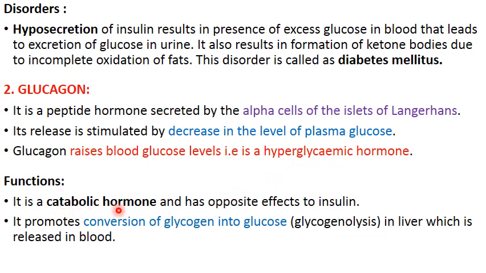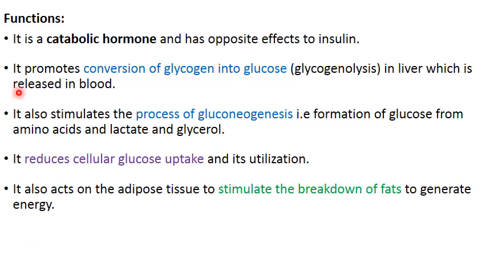Catabolic means it breaks down, and as I just said, its function is opposite to insulin. So what will it do? It promotes the opposite: insulin converted glucose into glycogen, so this will break down glycogen into glucose, and that is called glycogenolysis in the liver. And the glucose that is formed will be released in the blood. Just now we said this, so this is just a repetition: a catabolic hormone with opposite effects to insulin. This is the same point we said in the previous slide, the conversion of glycogen into glucose in the liver, which is released in the blood.